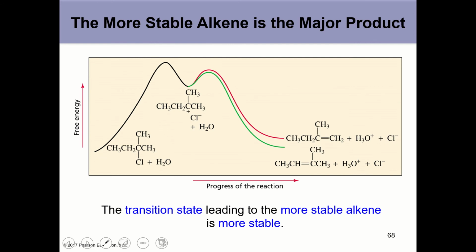For an E1 reaction, the more stable product is going to be the major product because it has the lowest activation energy, because it has the more stable transition state with the pi bond forming in a more stable position. It also has the lowest energy product. So that will be the more stable alkene.